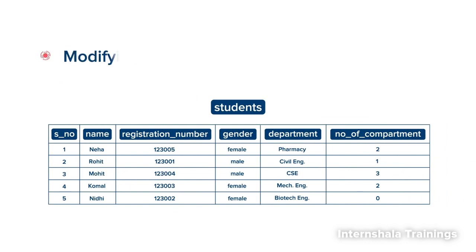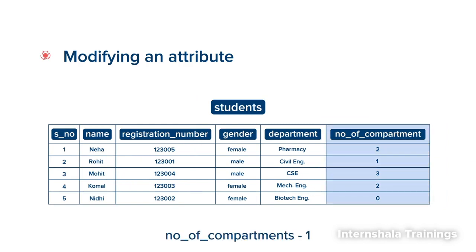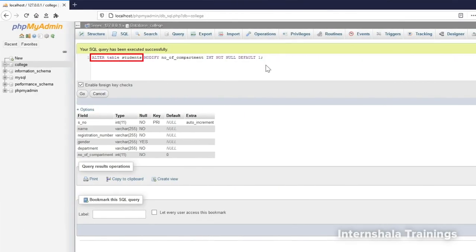Next, let's see how we can modify already existing data from the table students. Let's say we want to change the default value of number of compartments to 1 from 0. To do this, we will use alter table followed by the table name. As we are modifying the data, we will use modify followed by the attribute name in which we want to make the change, which is again followed by the data type, constraint and updated default value. Now, I won't be executing this query as I want you to execute this and all other queries that we will discuss later in this video on your own. So make sure that after this video, you execute all the queries one by one and observe the output on your own.